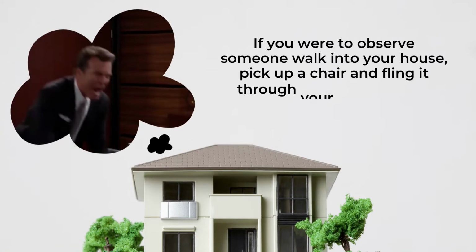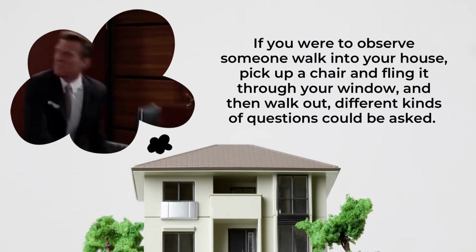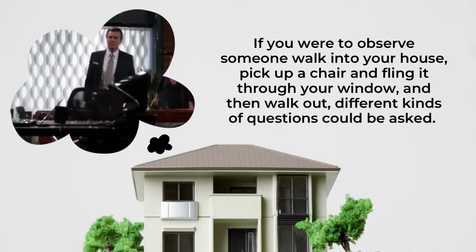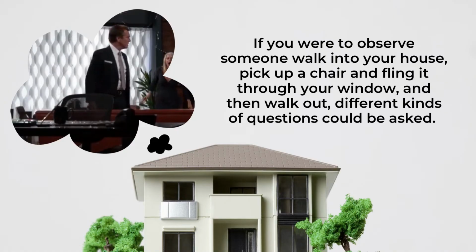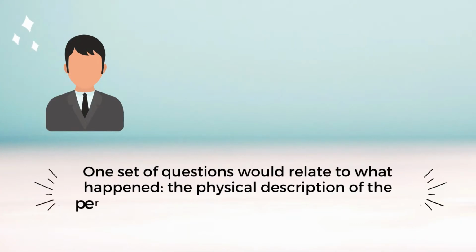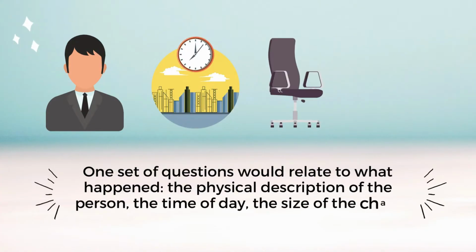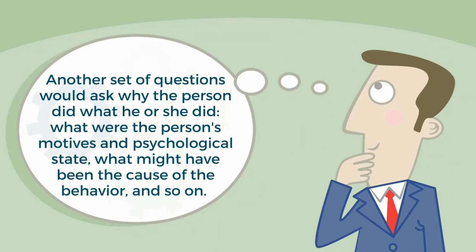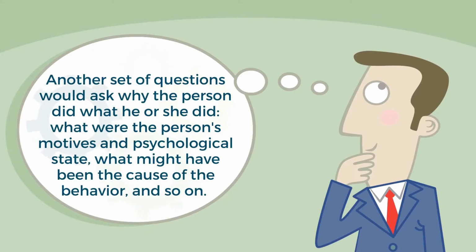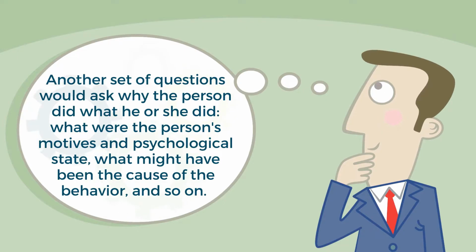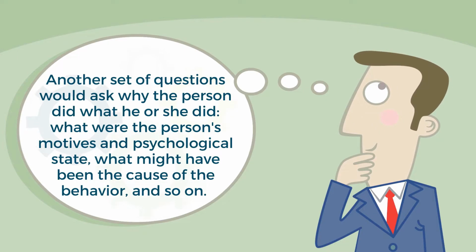If you were to observe someone walk into your house, pick up a chair, and fling it through your window, and then walk out, different kinds of questions could be asked. One set of questions would relate to what happened: the physical description of the person, the time of day, the size of the chair, the impact of the chair, and so forth. Another set of questions would ask why the person did what he or she did, what were the person's motives and psychological state, what might have been the cause of the behavior, and so on.